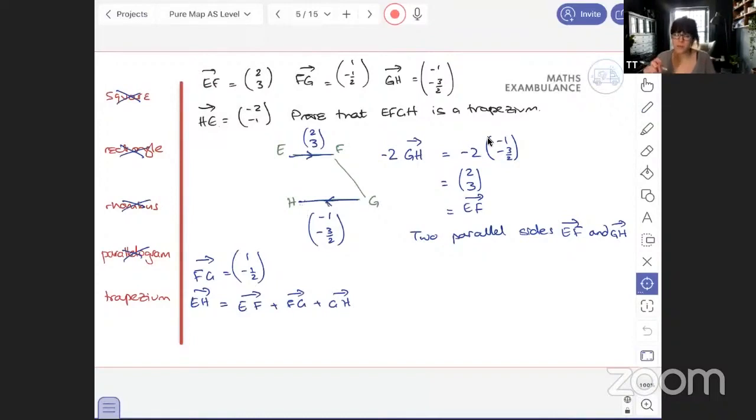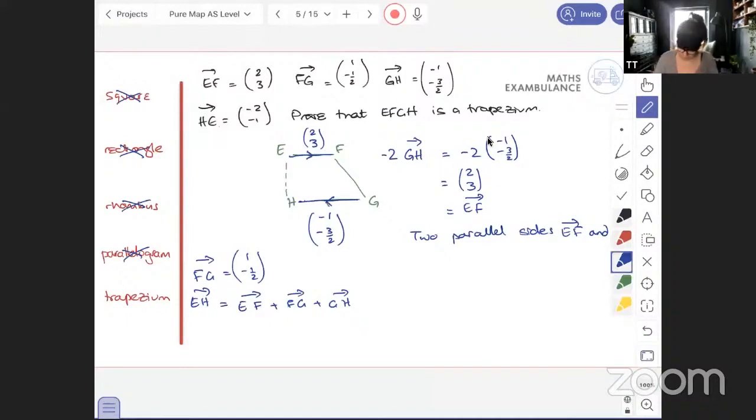And the reason I'm finding this is to check that it is not parallel to FG. If FG and EH are parallel, then I don't have a trapezium. I have either a parallelogram, a rhombus, a triangle, or a square, and I need to keep investigating. So that's why I need to do this. So let's work out what that is. E to F plus F to G plus G to H equals 2, 3 minus 2, which is 1.